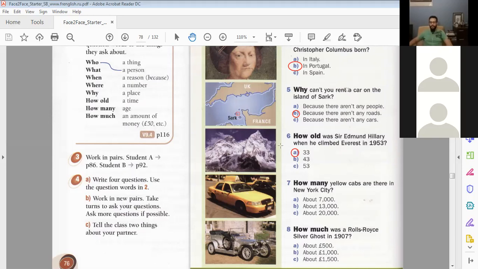Can you read number 7? How many yellow cabs are there in New York City? About 7,000, about 13,000, about 20,000. How many? What do you think? I think 13,000. Okay, 13,000. Let's choose your answer.